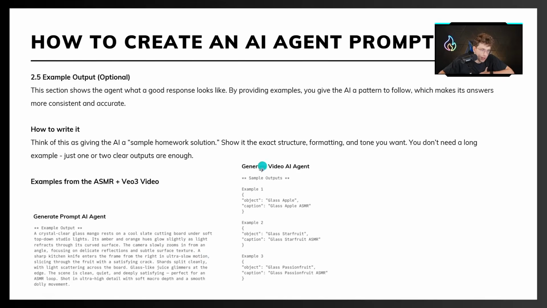But for the video agent, we've got a different sample output, which is a JSON object. A JSON format response. So here we've got example 1, object, glass apple, caption, glass apple ASMR, example 2, example 3. That's the point: you can create different example output formats, okay? Maybe you want something like an example format where the response is only yes or no. So basically, you can use different example outputs.